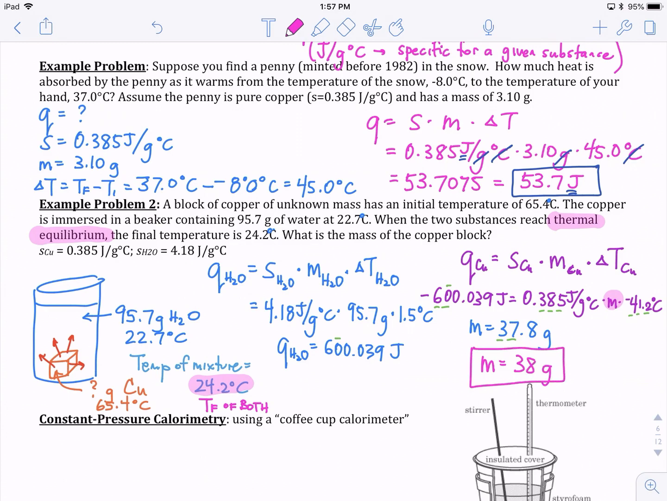So that copper block would have had to weigh 38 grams in order to change the temperature of the water by that much. Now, obviously, we make some assumptions there. We didn't lose any energy anywhere else. And all of the heat lost by the copper was gained by the water. And then we can solve a problem like that. I'm going to stop the video here and do the calorimetry on a separate video. Thanks.